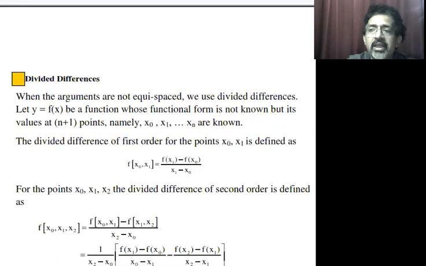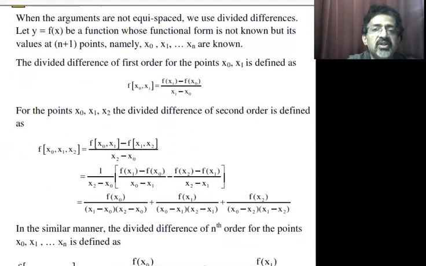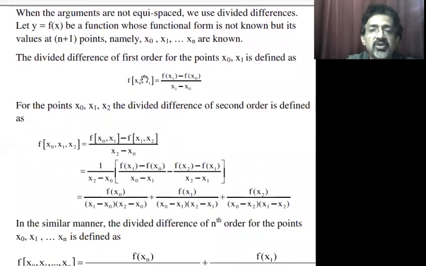Similarly, I can define the higher order divided differences. So the divided difference of first order is defined as f within square brackets x naught, x1, which is equal to f of x1 minus f of x naught over x1 minus x naught. Right. Now the second order divided difference, I write this as f of x naught, x1, x2.